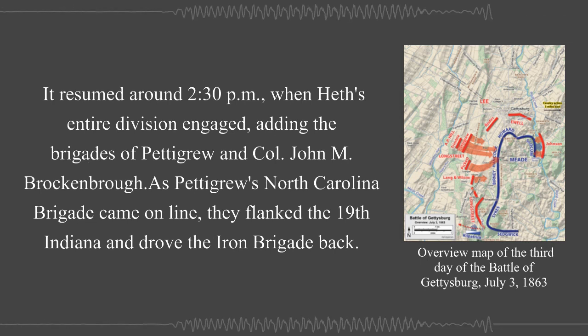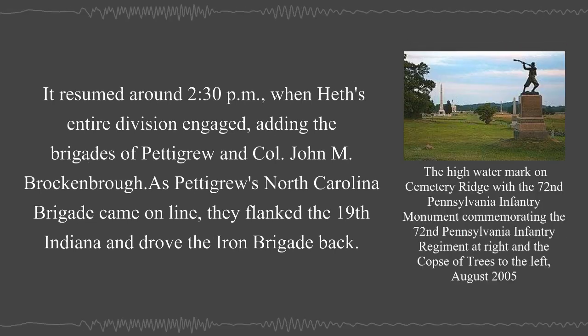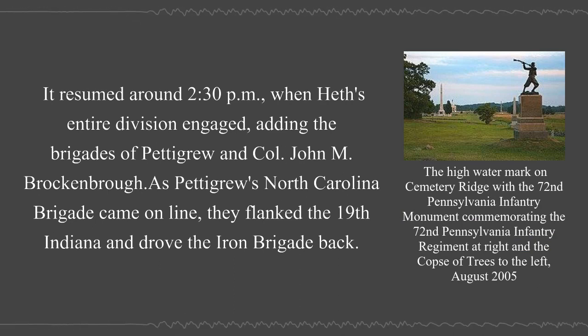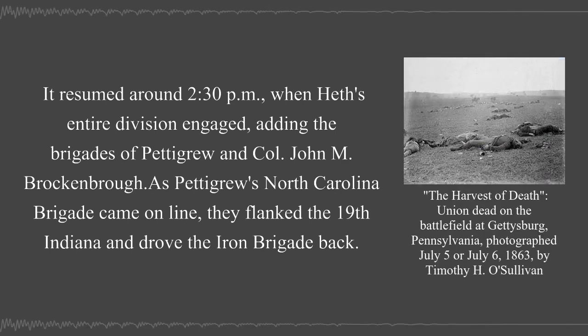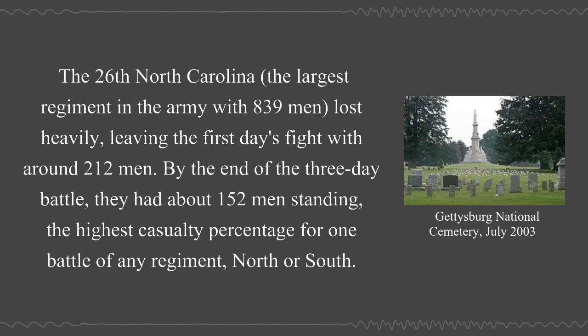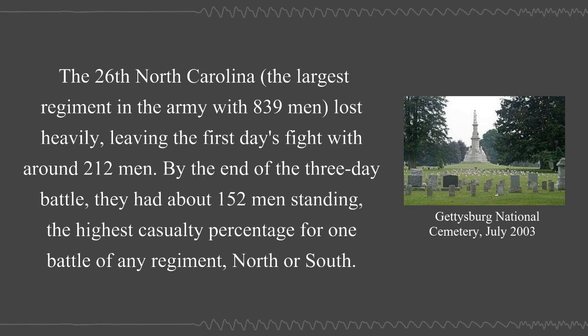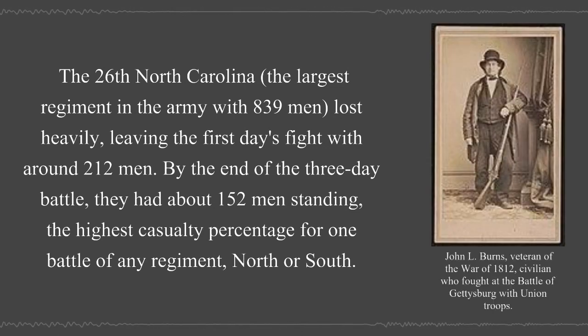It resumed around 2:30 p.m., when Heth's entire division engaged, adding the brigades of Pettigrew and Colonel John M. Brockenbrough. As Pettigrew's North Carolina Brigade came online, they flanked the 19th Indiana and drove the Iron Brigade back. The 26th North Carolina, the largest regiment in the Army with 839 men, lost heavily, leaving the first day's fight with around 212 men. By the end of the three-day battle, they had about 152 men standing, the highest casualty percentage for one battle of any regiment, north or south.